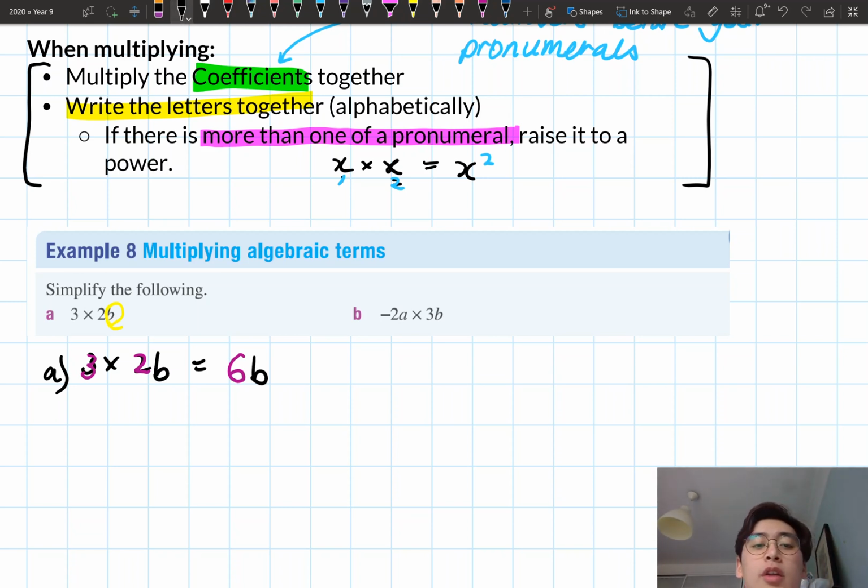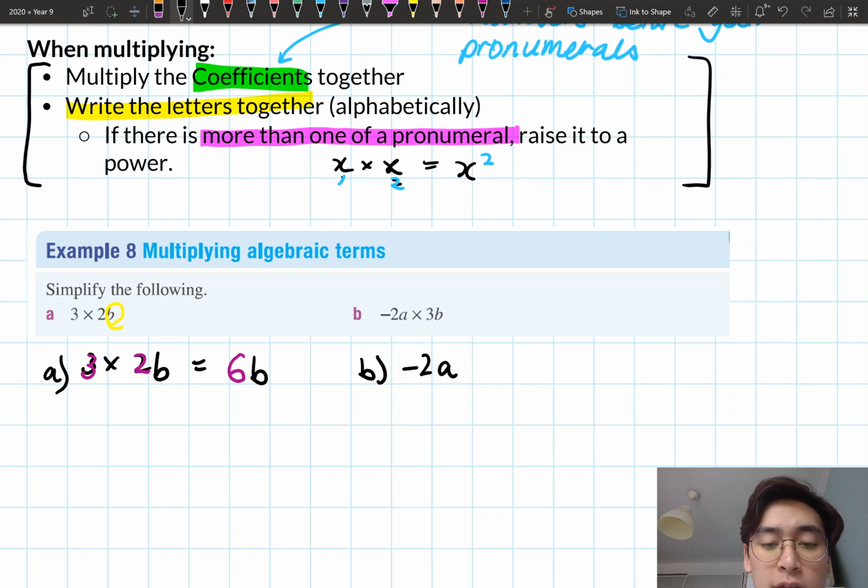So for this first one, what I'm going to get is 3 times 2b is just 6b. Okay, hopefully that was pretty easy. All we do is multiply the coefficients together first, and then we multiply the letters together by writing them together in our second step. Let's have a go at part B.